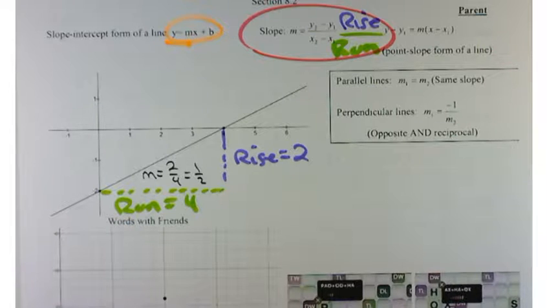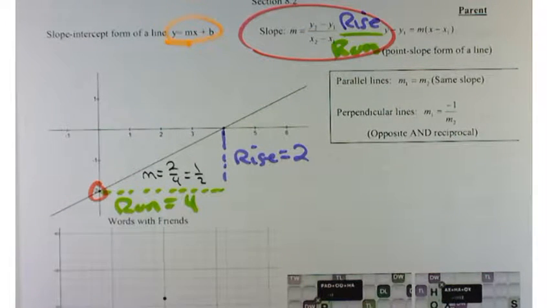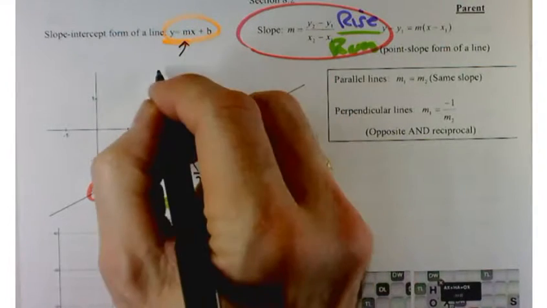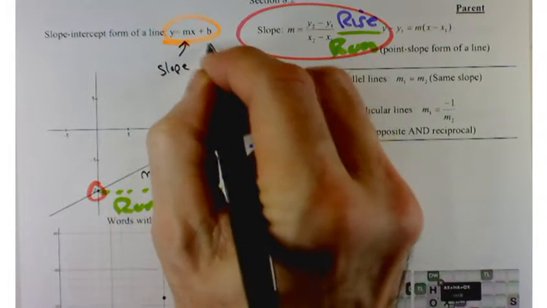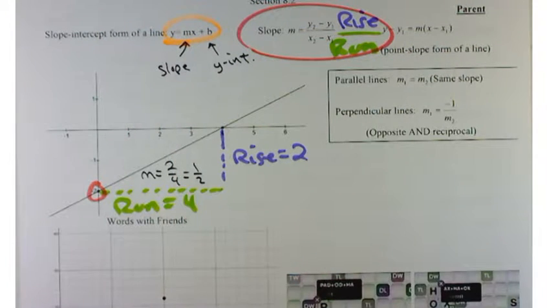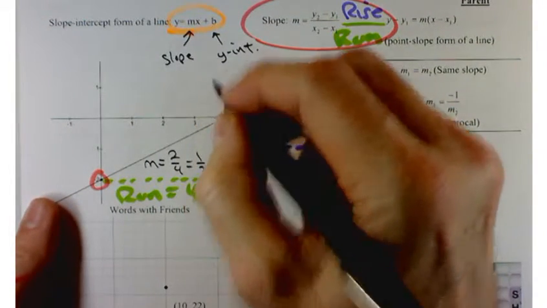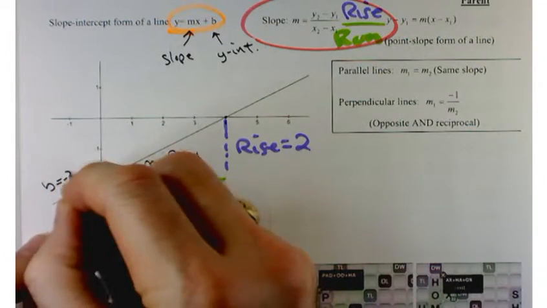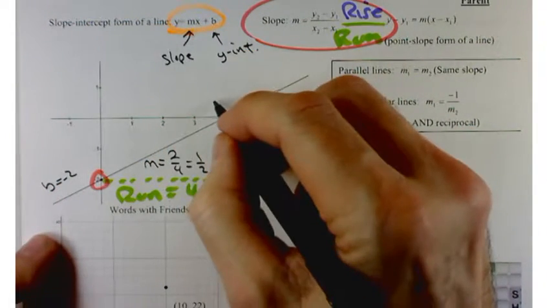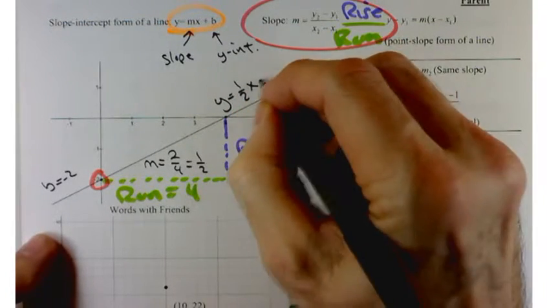There's really only one thing left that we need in order to find the equation of the line, and that's the y-intercept. We need the slope and the y-intercept. So what's the y-intercept for us? Negative 2. So b equals negative 2. This equation can be written down for this line as y equals 1/2 x minus 2.